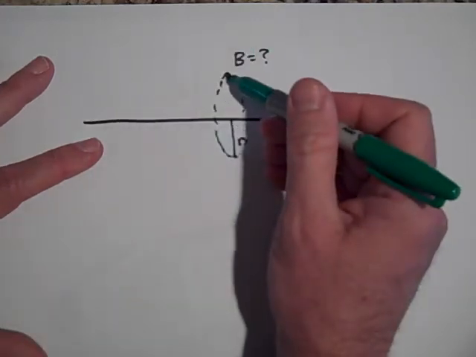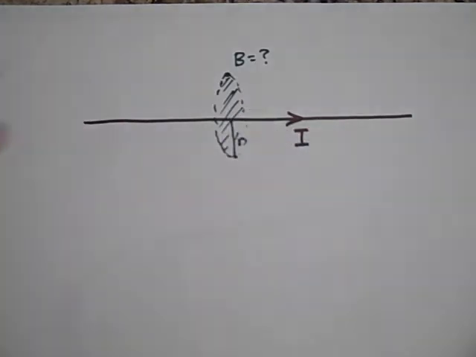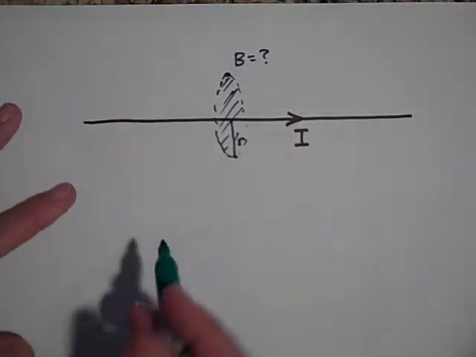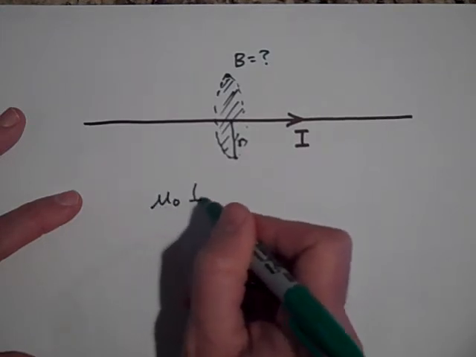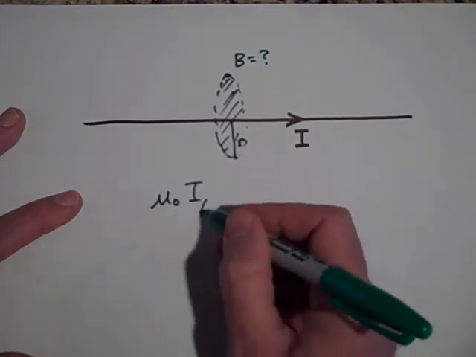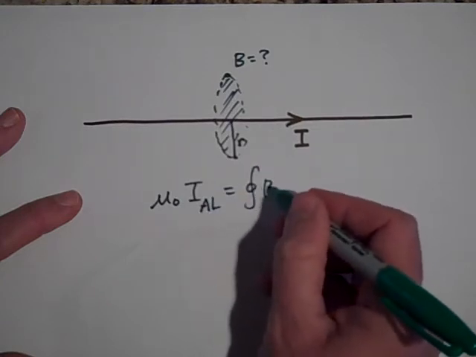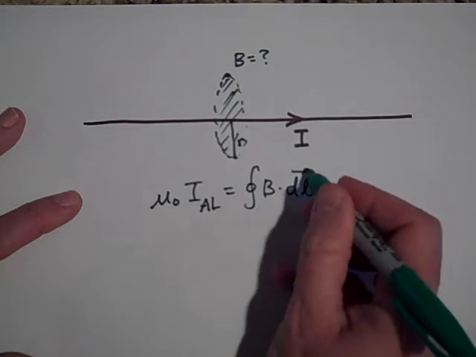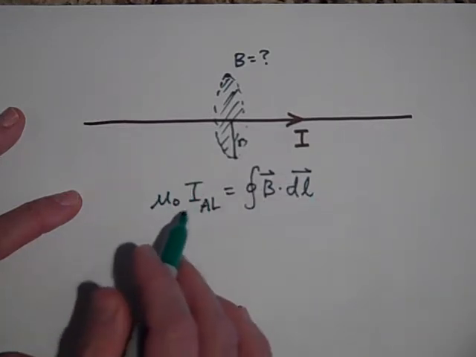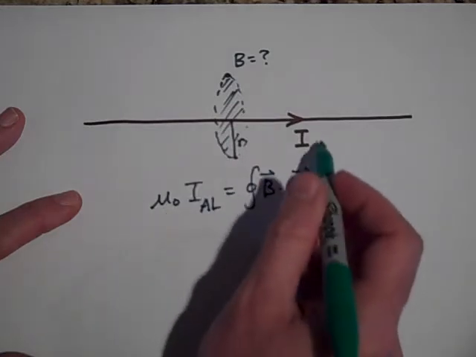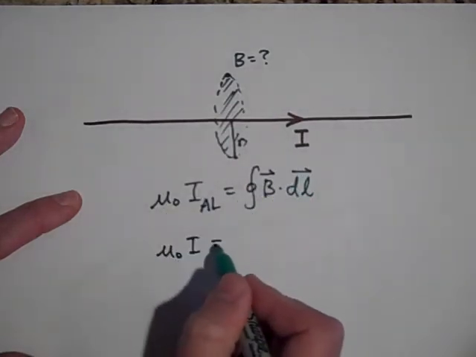And we thought of this as a membrane, that membrane that was stretched across the circle. So we said that mu naught times the current through the Amperian loop is equal to the closed loop integral of B dot dl. For this case, how much current is going through the Amperian loop? Well, all of it. So I'll just say mu naught times I, all of it is going through.